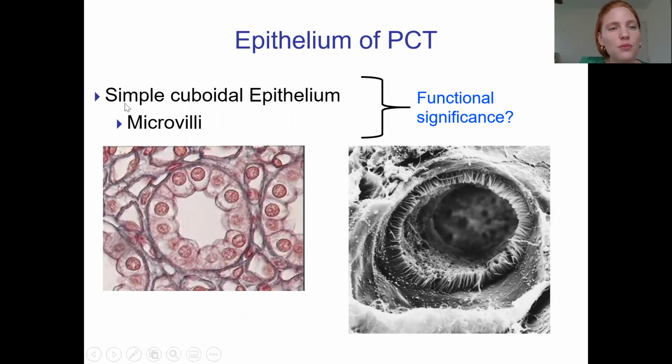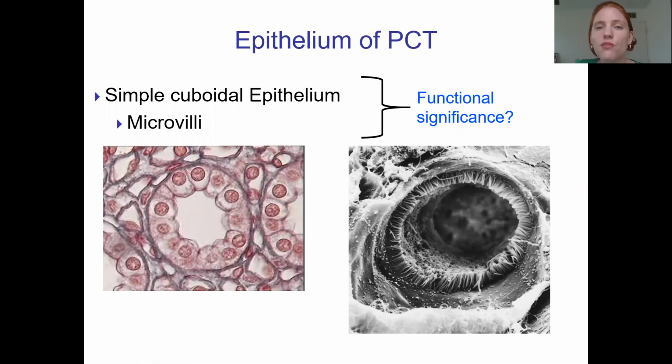So that's why they're simple cuboidal epithelium. And then on the surface of those simple cuboidal epithelium, you have microvilli. What's the functional significance of microvilli? So remember, they're different from cilia. Cilia move, they sweep, sweep, sweep. All microvilli do is stick out. The reason they stick out is because the more they stick out, the more surface area is created.